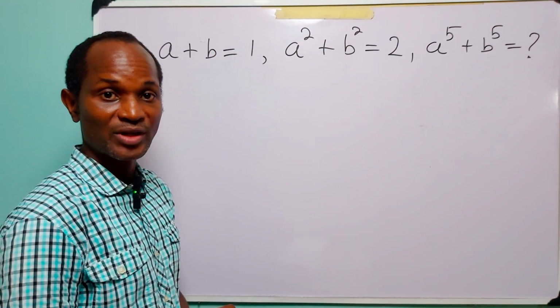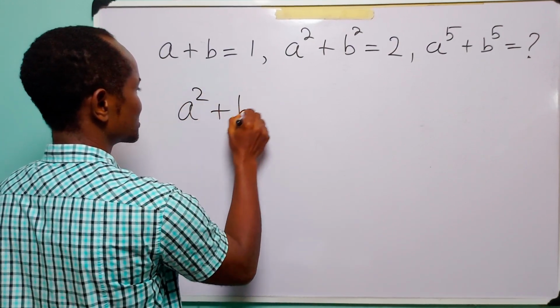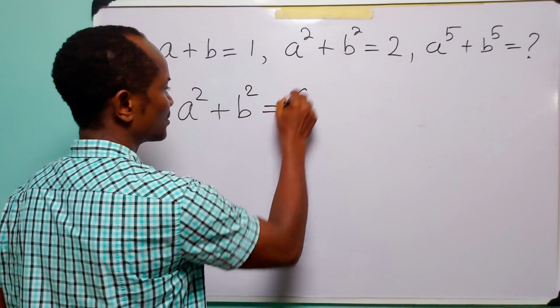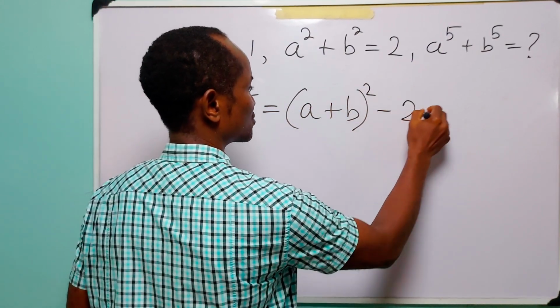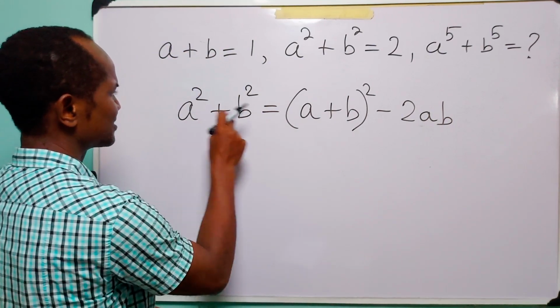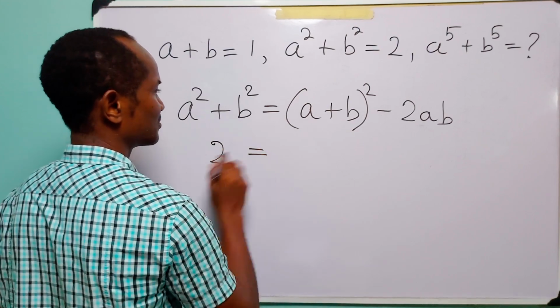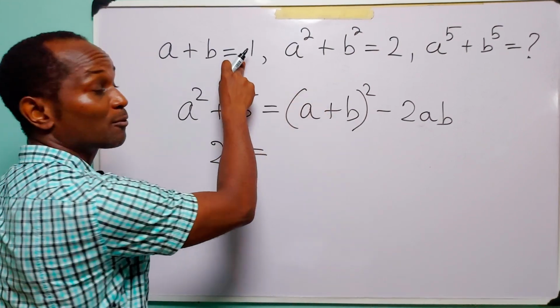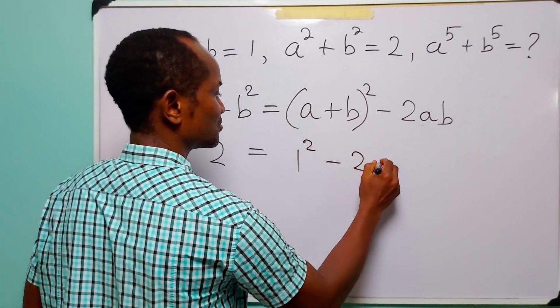Now, to find the value of ab, let us remember that a squared plus b squared is equal to (a plus b) squared minus 2ab. Now, of course, we know that a squared plus b squared is equal to 2. So here we have 2. a plus b is equal to 1. Here we have 1 squared minus 2ab.